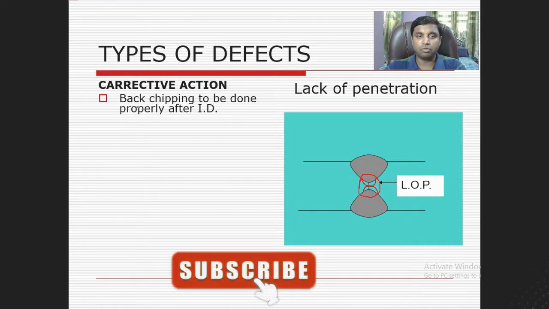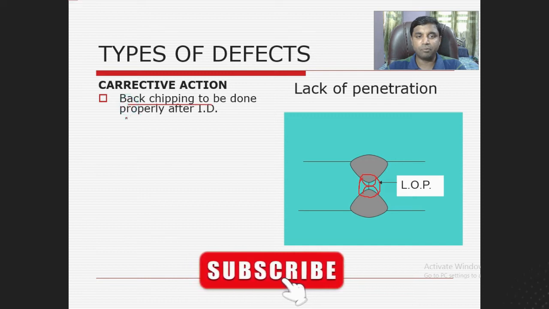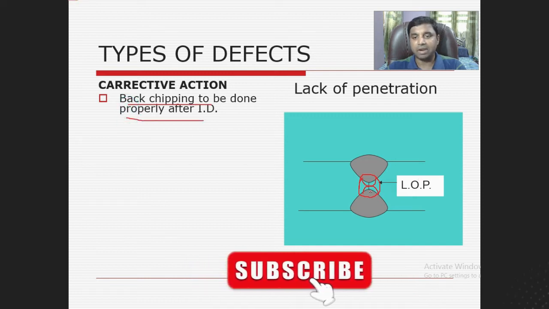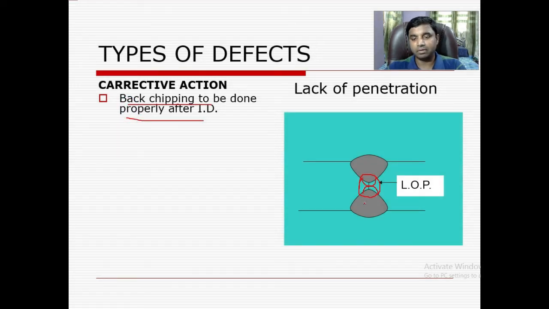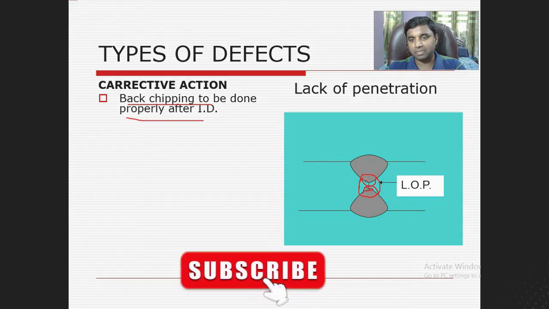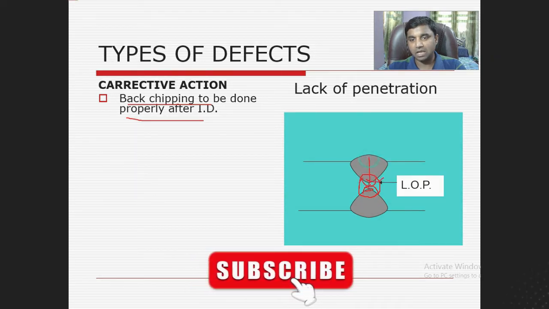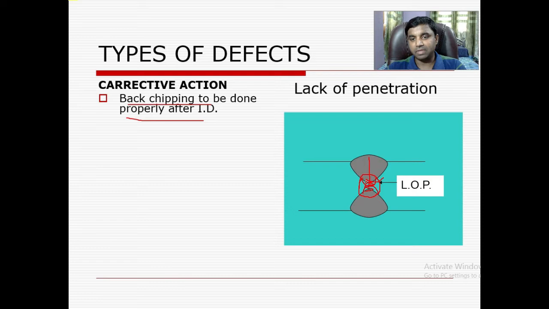Backchipping has to be done properly after ID. If your ID, internal diameter welding, is completed, then this area is completed, and you have to backchip properly in that area. From this area you have to backchip here, then you have to start the welding. So backchipping to be done properly after ID.